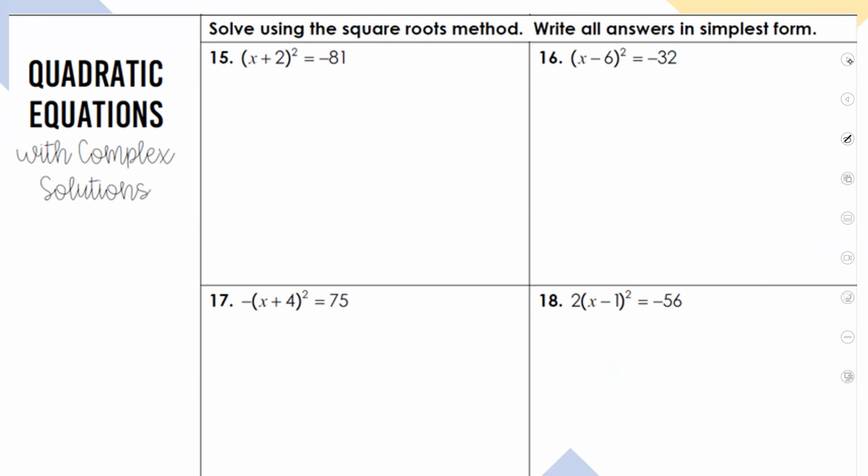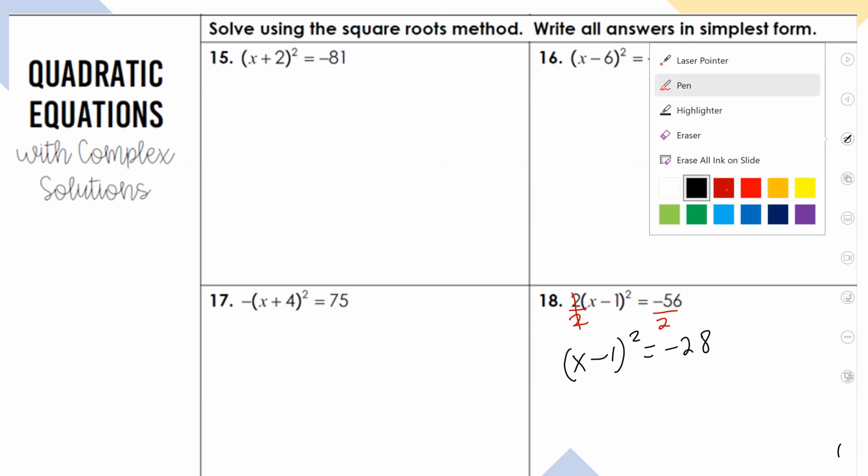Okay, now we're gonna use the square root method. I have a squared here. Actually, I'm gonna do the hardest one, I'll do number 18. Is my parentheses alone? Is it isolated? No, I need to get rid of the 2. So I'm gonna divide both sides by 2 first. And I'll get x minus 1 squared equals, what's negative 56 divided by 2? Negative 28? Yeah. Okay.